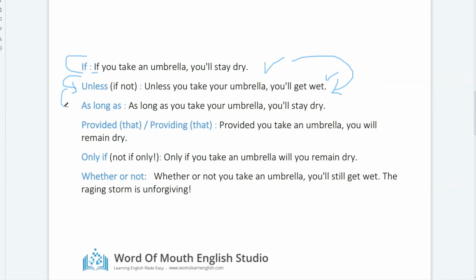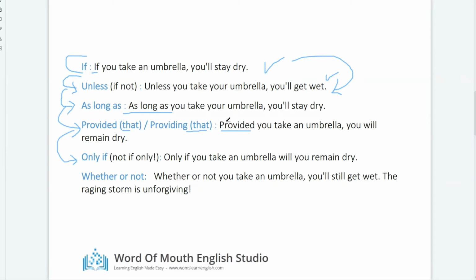As long as you take your umbrella, you'll stay dry. And provided that, or providing that you take an umbrella, you will remain dry. The word that is optional in this case, but it's used in more formal language if you'd like to write more complete sentences, perhaps.